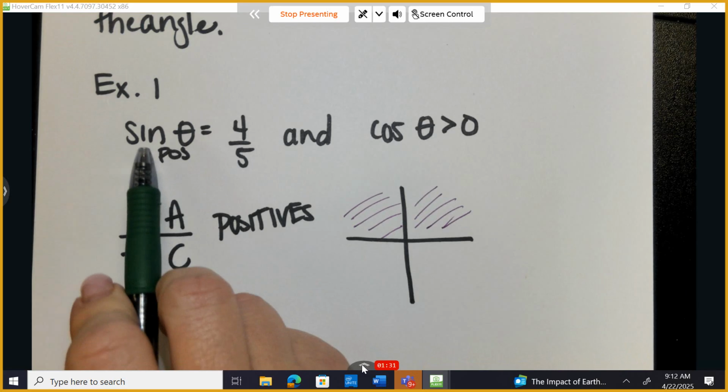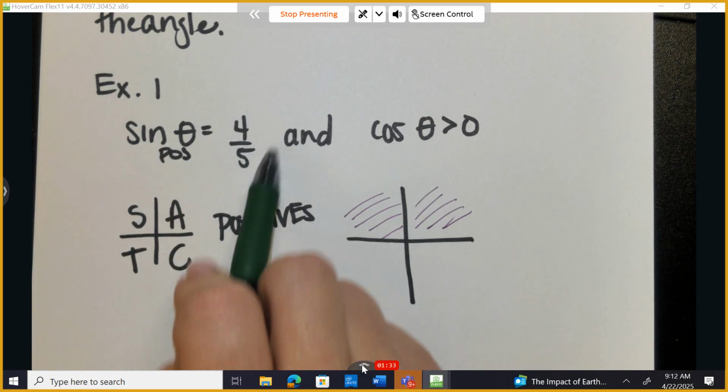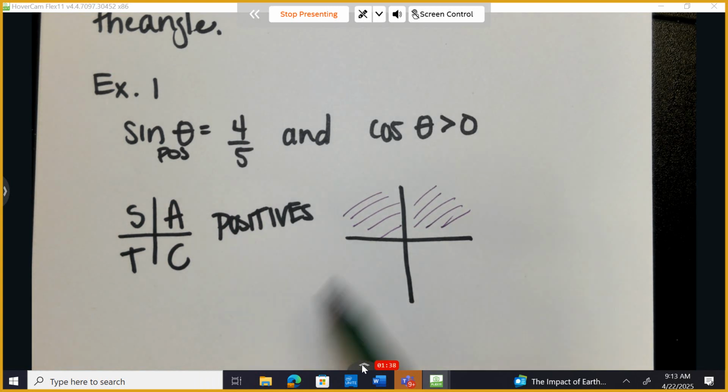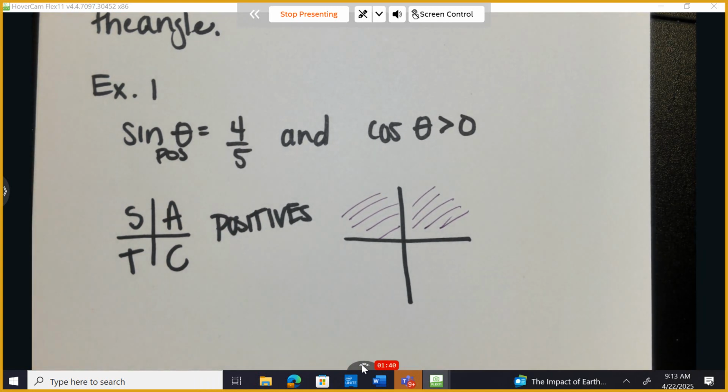How did I do that? I was given a value for sine. It doesn't matter what the number is. I'm just checking is it positive or negative to begin with. If it was negative, I would have shaded below.